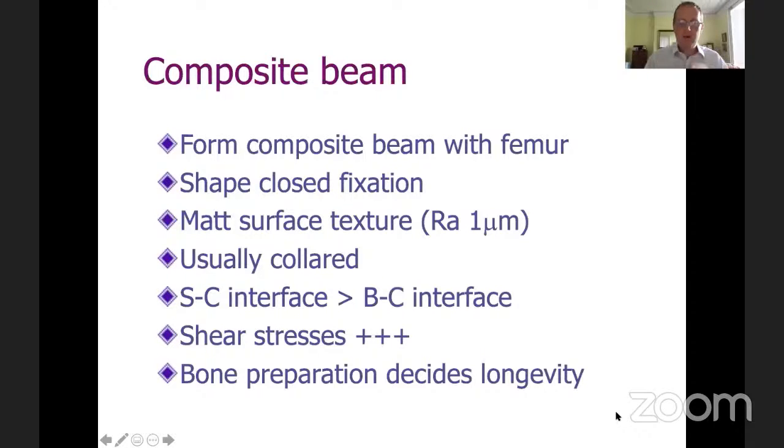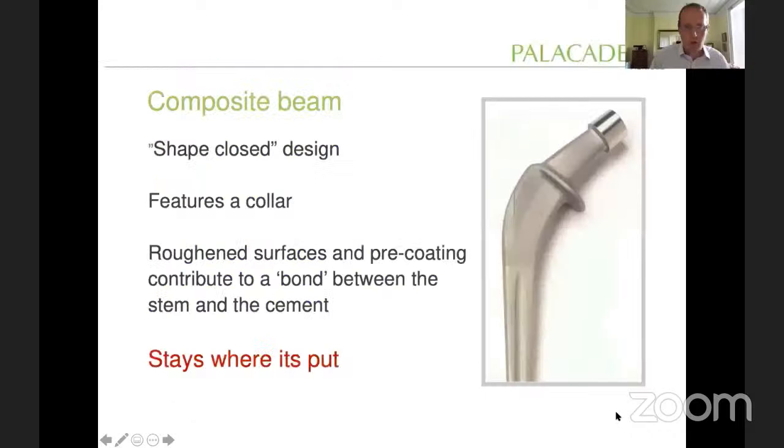And remember, the Charnley stem is the reference for mean surface roughness. It's got an Ra value of 1. It's usually collared, and the stem-cement interface is stronger than the bone-cement interface, and those shear stresses are all transmitted, and they fail, as demonstrated largely by the American literature that used mostly composite beams. So this is what it looks like.